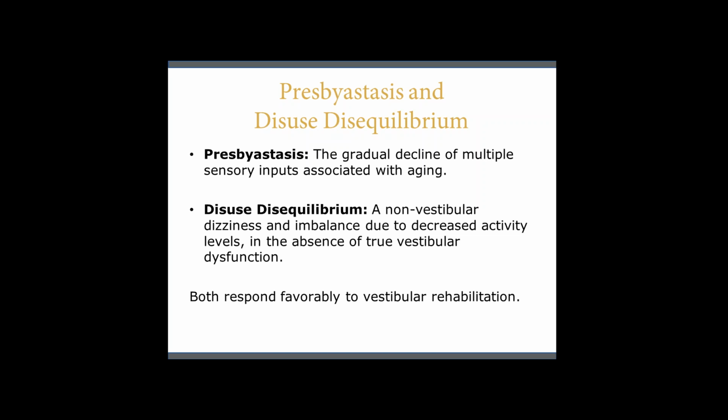And then I wanted to mention, we don't have it on this slide, but people also with central nervous system disorders like MS, Parkinson's, history of stroke, things like that, they also respond favorably to vestibular rehabilitation intervention, even in the absence of a diagnosable peripheral vestibular dysfunction.